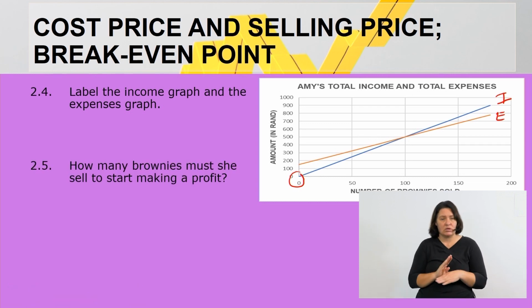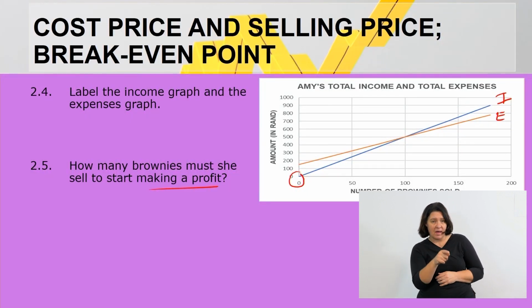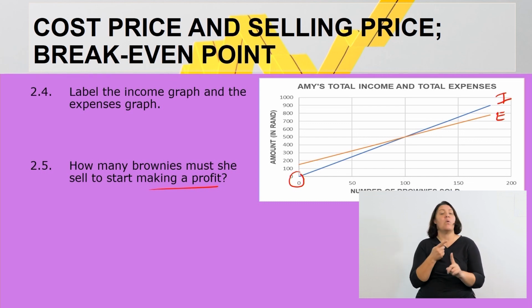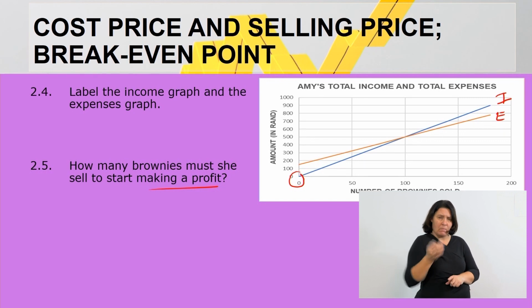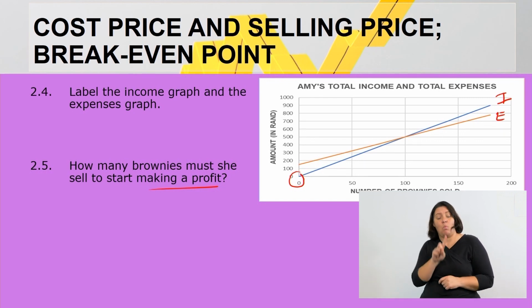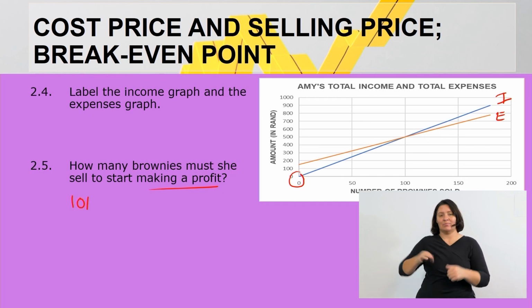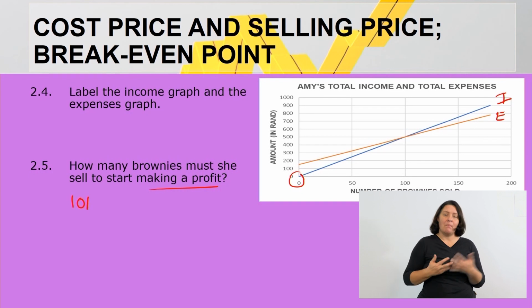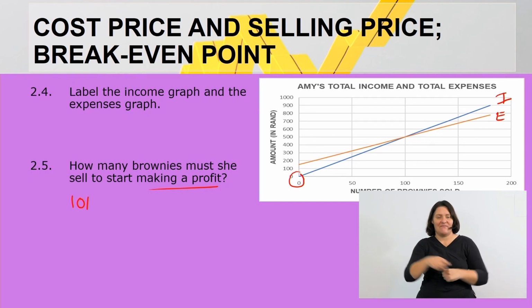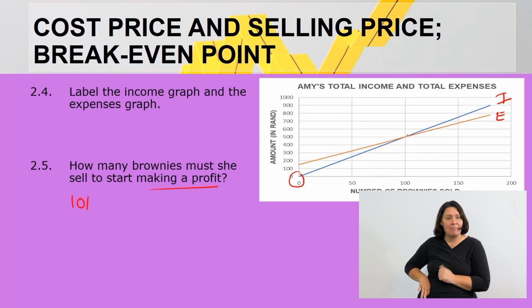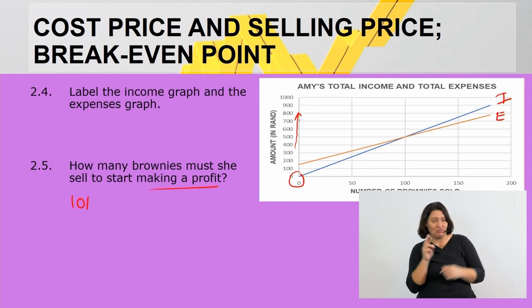It says, how many brownies must she sell in order to start to make a profit? Remember, here is our break-even point. What is the break-even point again? It is where our expenses and our income are exactly the same. So if the break-even point is 100, in order for her to start making a profit, she will need to sell at least 101 brownies. After that point, the income will become more than the expenses. As you can see on the graph, after this point the income graph is higher, meaning it's more than your expenses graph.